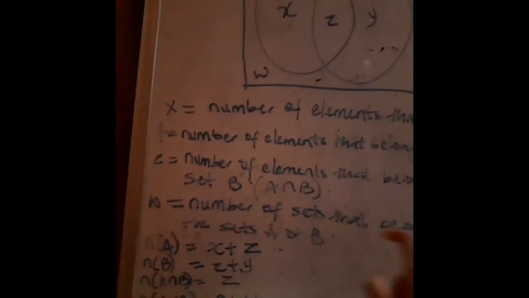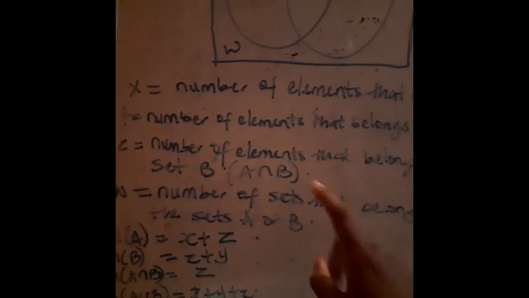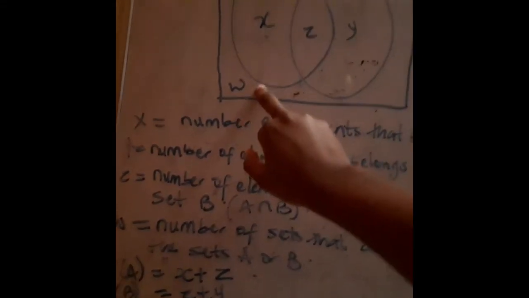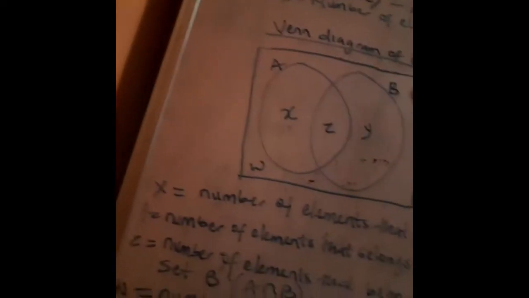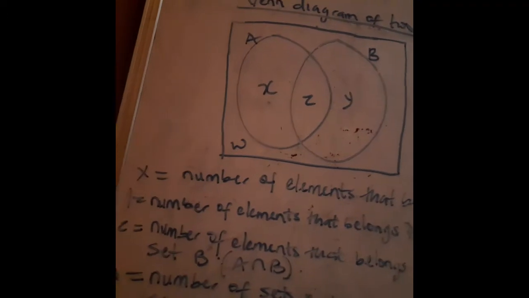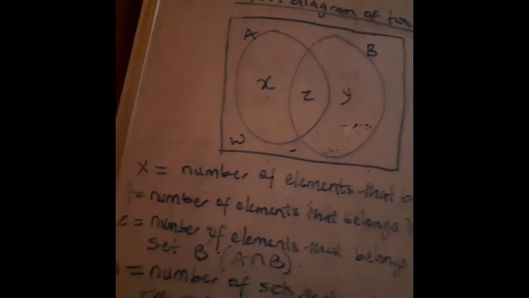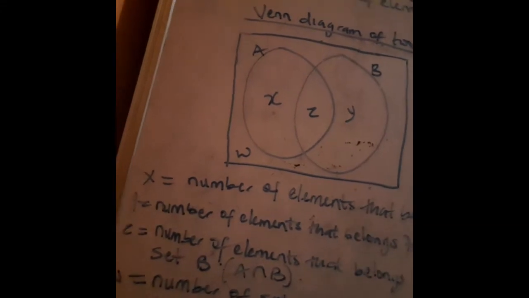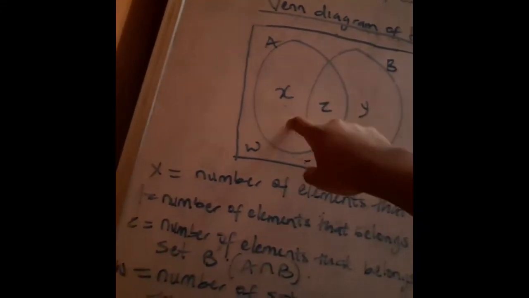And W is the number of elements that do not belong to either A or B. This one is outside. As you can see, it's outside the sets, but it is within the universal set. I told you the rectangular form represents the universal set. This rectangle here is our universal set, while these circles in it are the sets in our universal set, while these letters inside the sets are the elements of the sets.